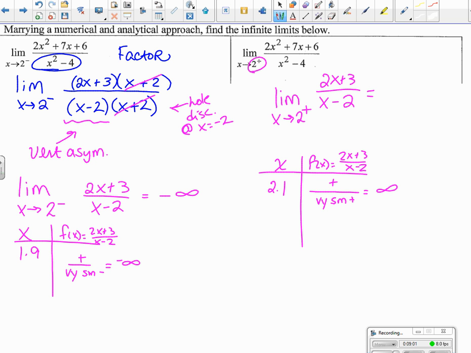And that's going to tell me that I have an asymptote going on. On one side, it's headed to negative infinity. On the other side, when I come in from the right, I'm going to be headed to positive infinity.